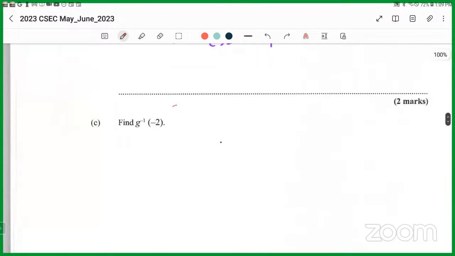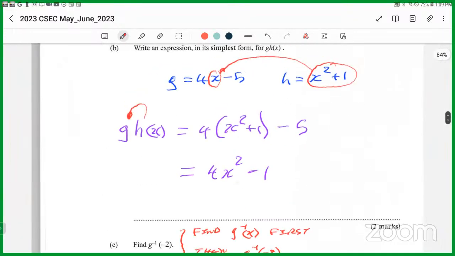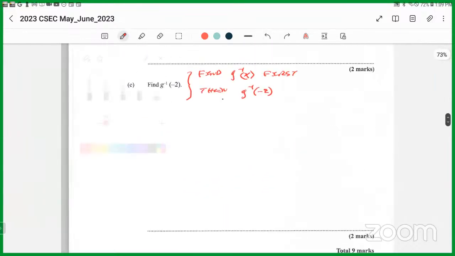To do this, we're going to find g to the minus 1 of x first. Then we're going to put the negative 2 in it, g to the minus 1 of negative 2. What was the g again? The g is still this one right here, 4x minus 5. Let's write it down. So the g is actually 4x minus 5.